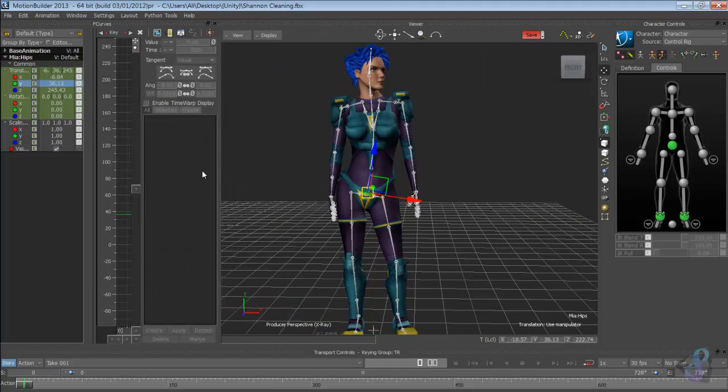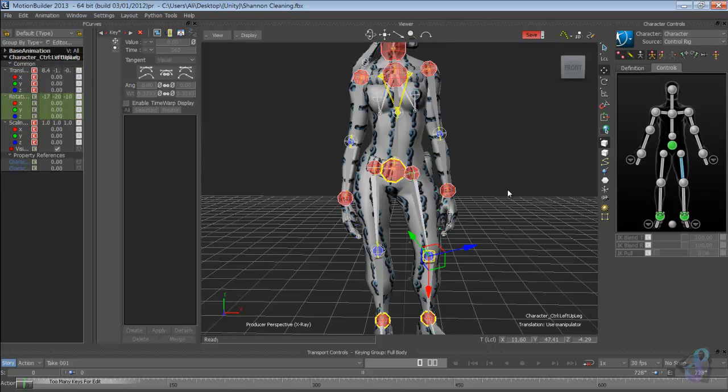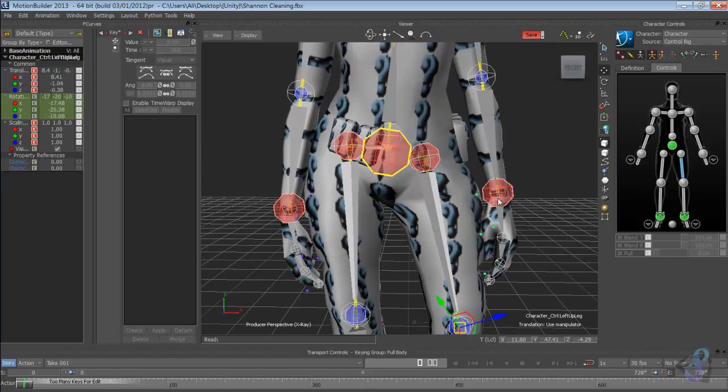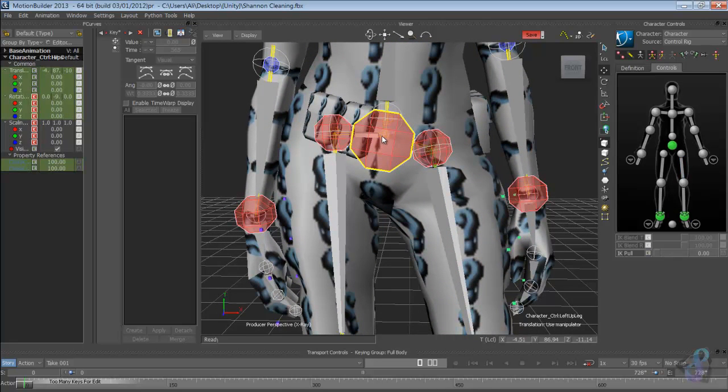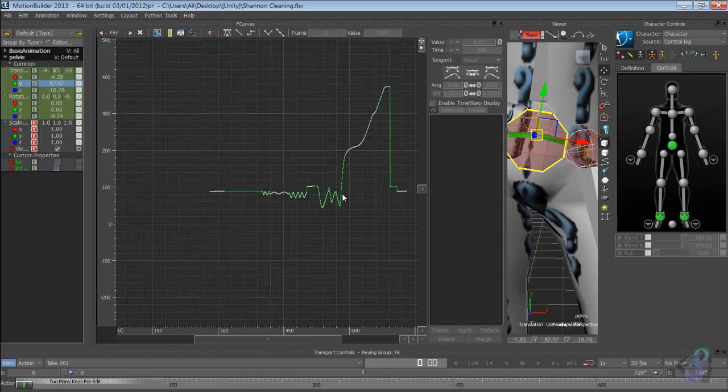For example, if she wasn't on the FK IK, let me see if I can see the bones and hide this guy and hide the controllers. Come on, I don't want to see the controllers. It won't let me choose the bones, I think. Go one up, okay? And if I look at the translate Y, you see all those type of movements.